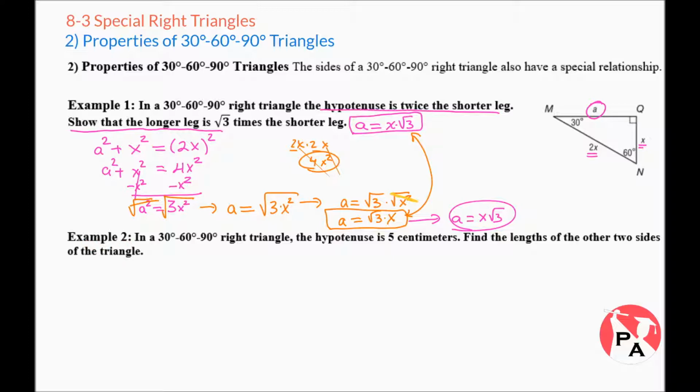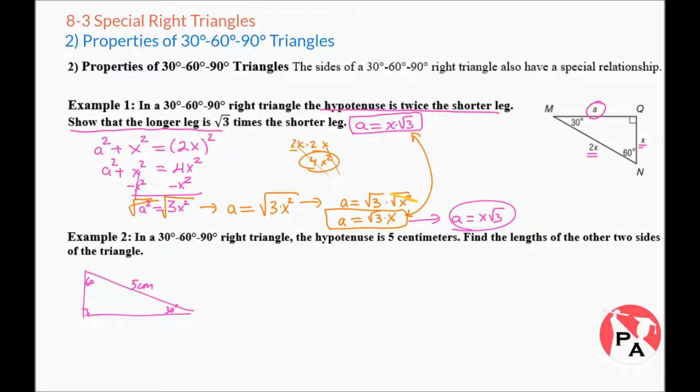So let's move on. In a 30 degrees, 60 degrees, 90 degrees right triangle, the hypotenuse is 5 centimeters. So let's just draw it out. 30 degrees, 60 degrees, 90 degrees, the hypotenuse is 5 centimeters. Find the length of the other two sides of the triangle. So remember, the hypotenuse is 2 times the shorter leg. Here's the shorter leg. 2 times this leg must be equal to 5.